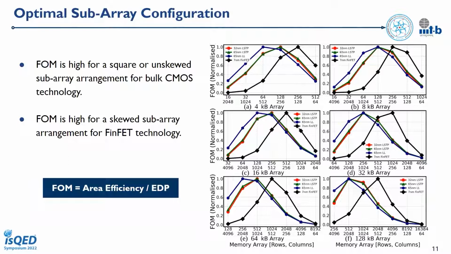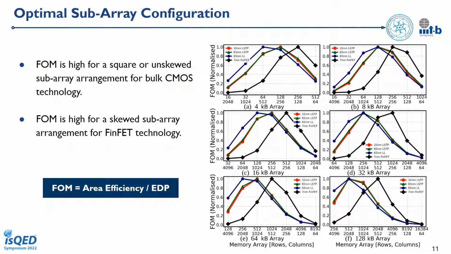Optimal subarray configuration. Here, the normalized FOM plots are depicted. We demonstrate the impact on performance of a single subarray for different configurations, which is rows and columns of the subarray. In each case, in our simulations, we accessed 64 bits inside the subarray and adjusted the degree of bitline multiplexing for each subarray configuration.